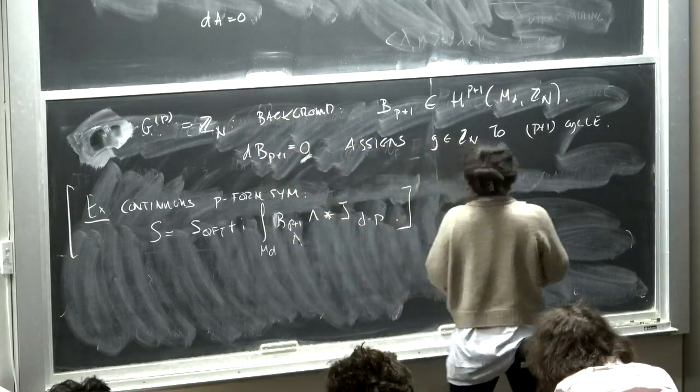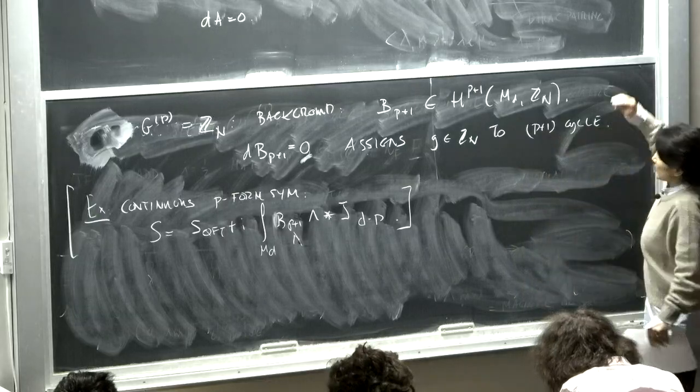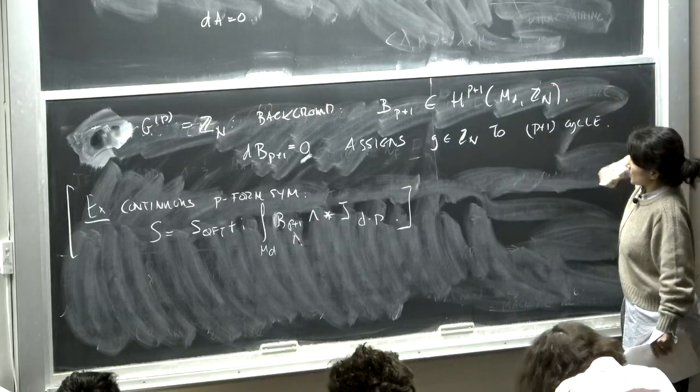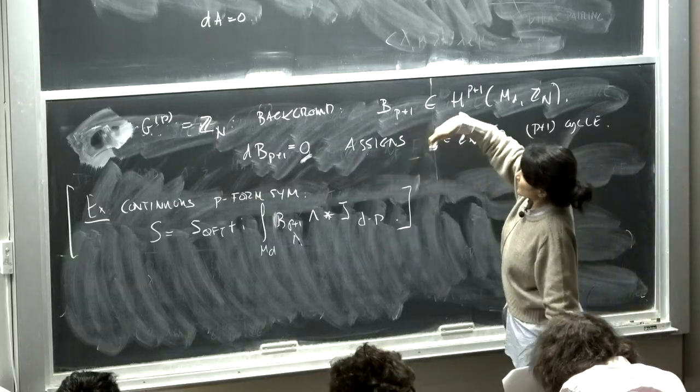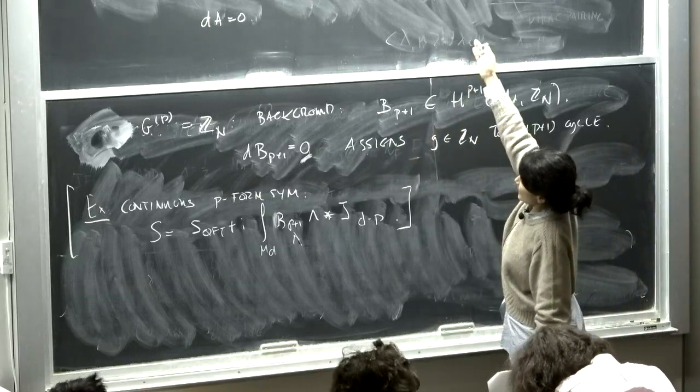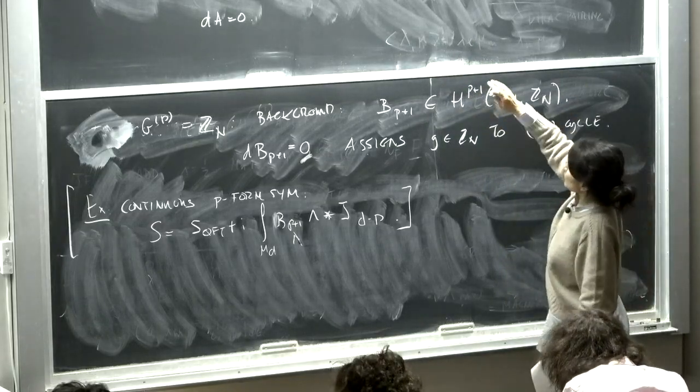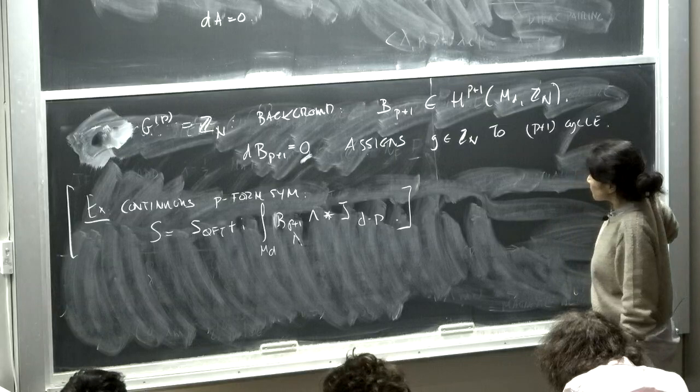In this continuum way, you can just apply what you know for a standard zero-form symmetry. For these discrete symmetries that we'll be interested in, we'll essentially generalize this argument of a flat gauge field, which associates a group element to one-cycles.